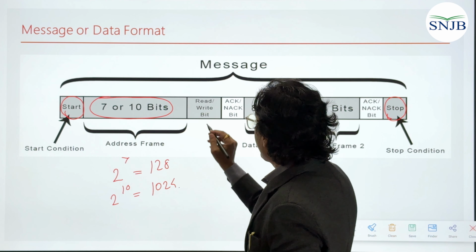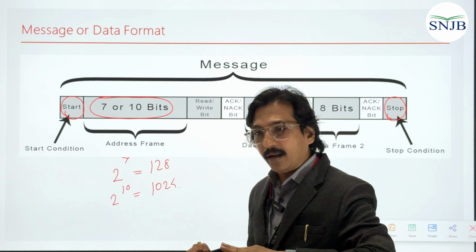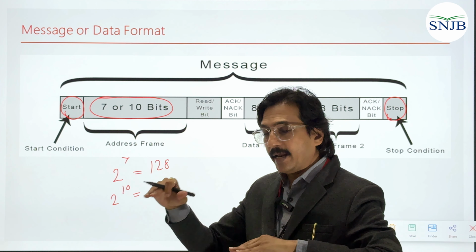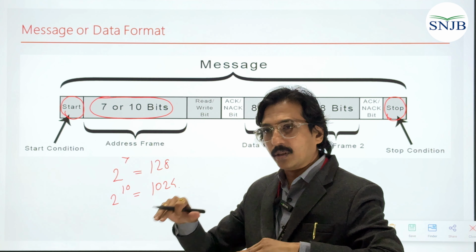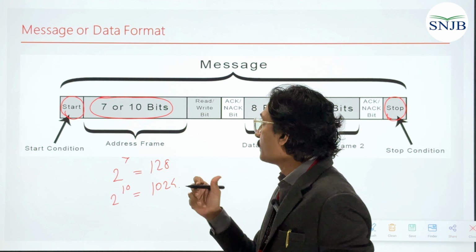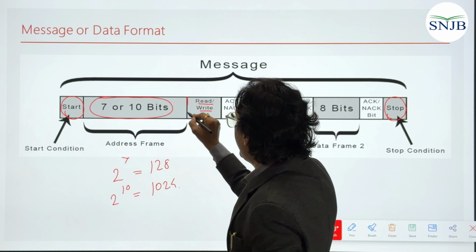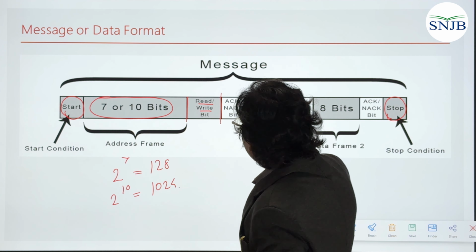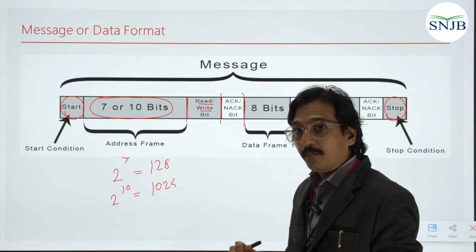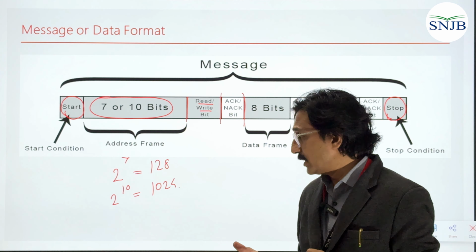And within this address frame, which controlling action is there? Either the master is writing to the slave, or writing on the bus, or the master is reading from the bus. So a read operation is there or a write operation is there. One bit is dedicated for that. This is the acknowledgement which is given by the slave device.